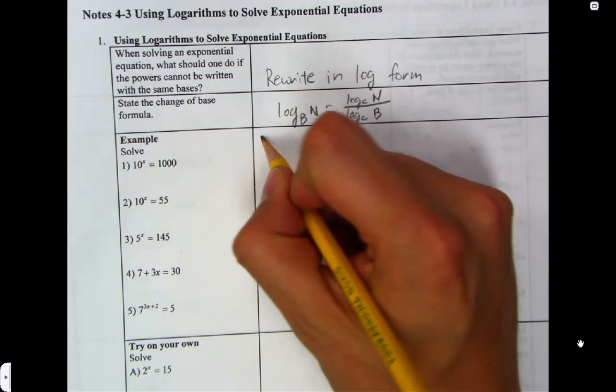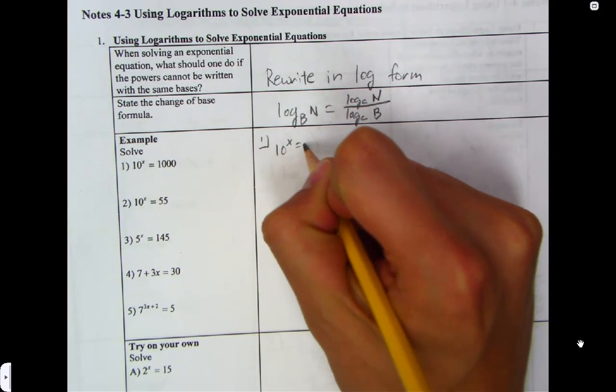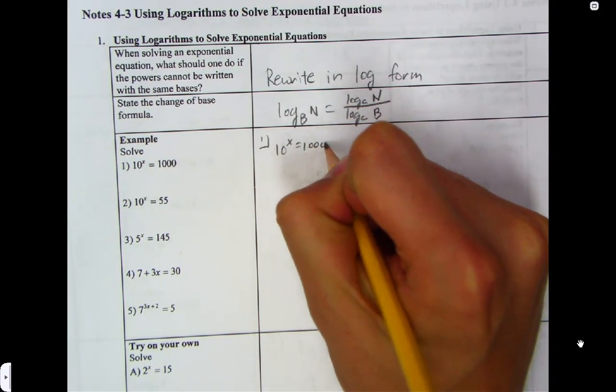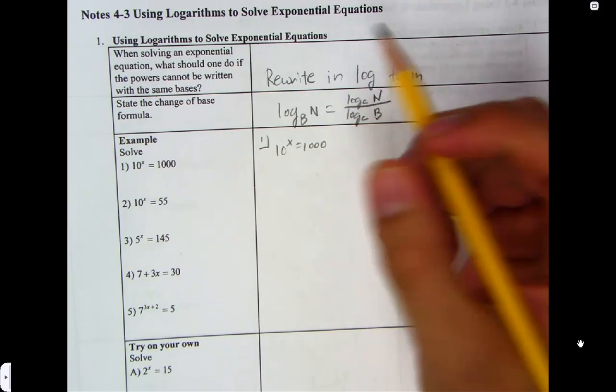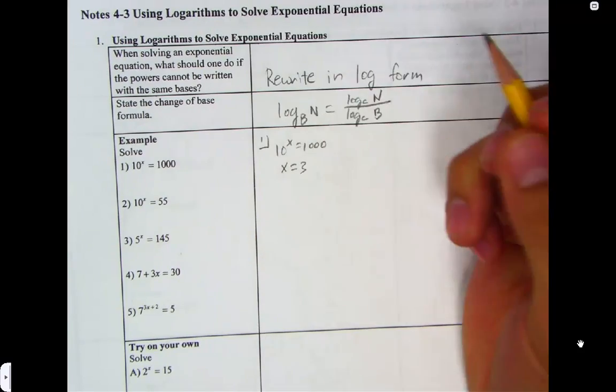So example 1, let's take a look at these problems. 10 to the what power gives you 1,000? So 10 times 10, how many times would give you 1,000? So x would equal 3.